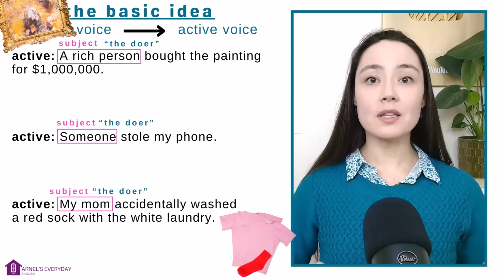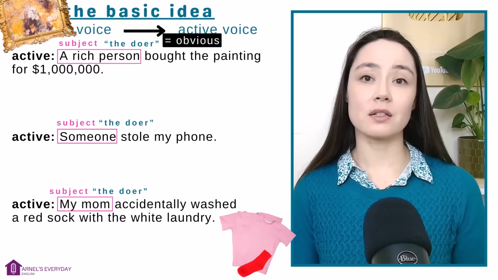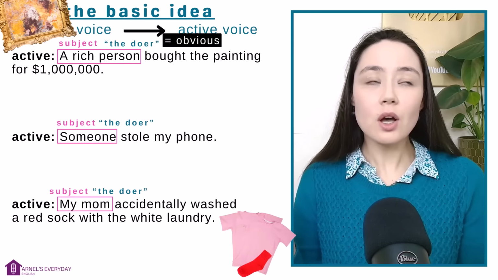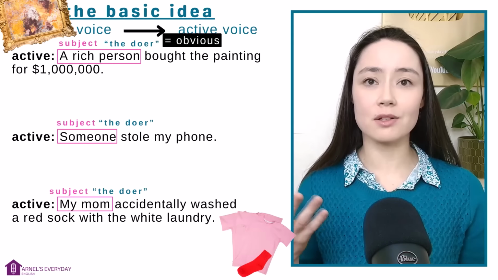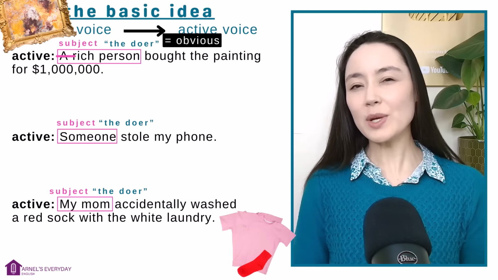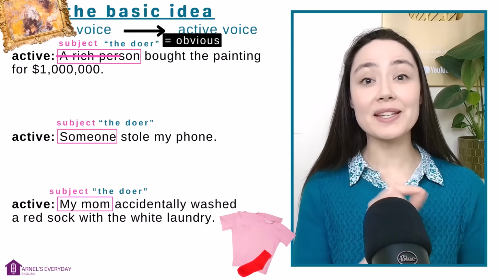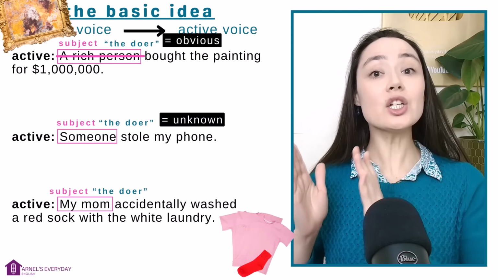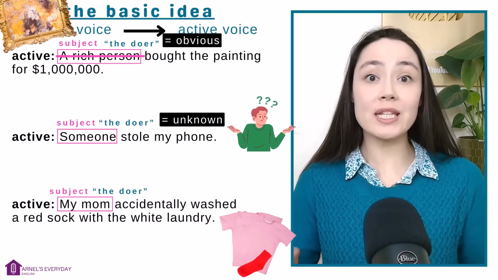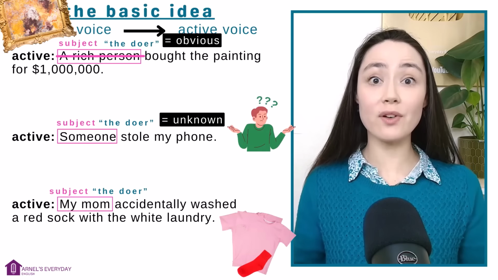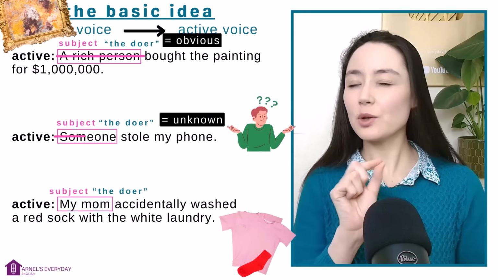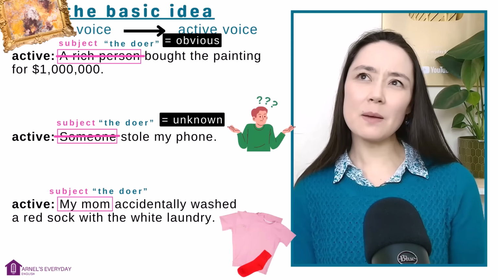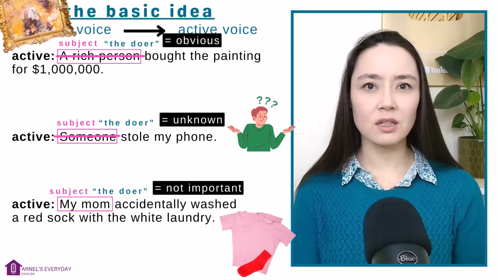But sometimes the doer is obvious. We know a rich person bought this painting. Of course, who else can spend $1 million on art? So we don't need the subject. It's obvious. Sometimes the subject is unknown. Unknown means we do not know who did the action. Who stole my phone? I don't know. We don't need the subject. It's unknown.